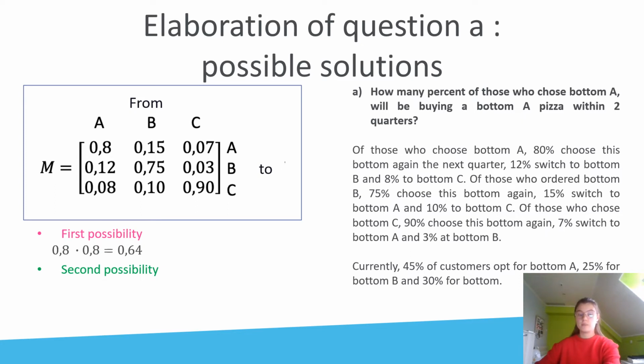The second possibility is that someone buys a pizza bottom B next quarter and then goes back to pizza bottom A. That gives us a multiplication of 0.12 and 0.15. That gives us 0.018. The third and last possibility is that someone who buys pizza A this quarter buys a pizza with bottom C the next quarter, and then goes back to a pizza with bottom A. That gives us 0.08 by 0.07, which gives us 0.0056.